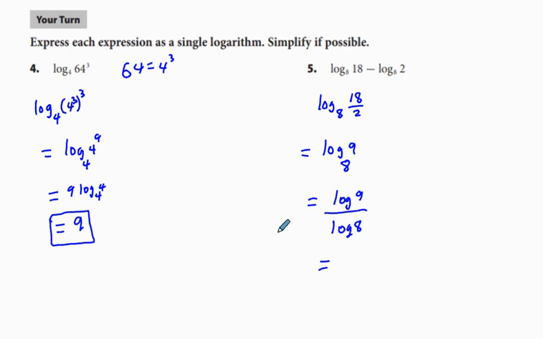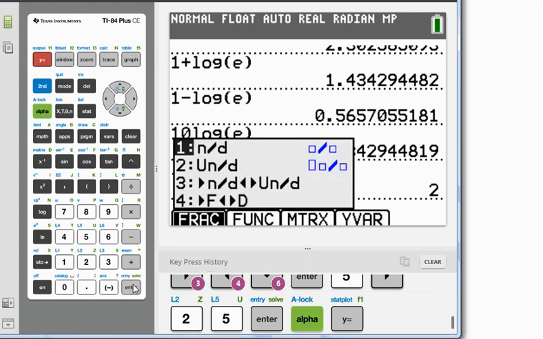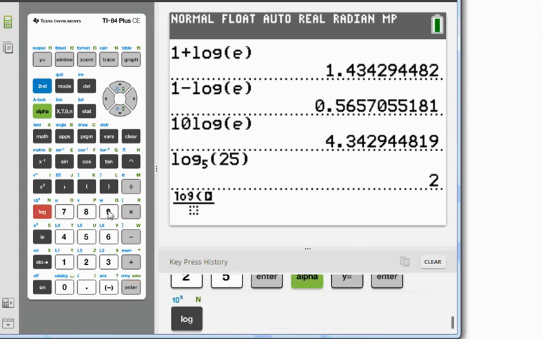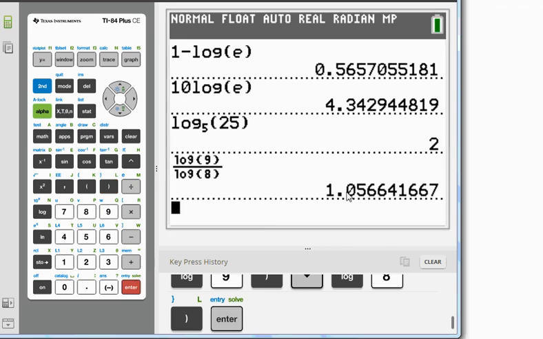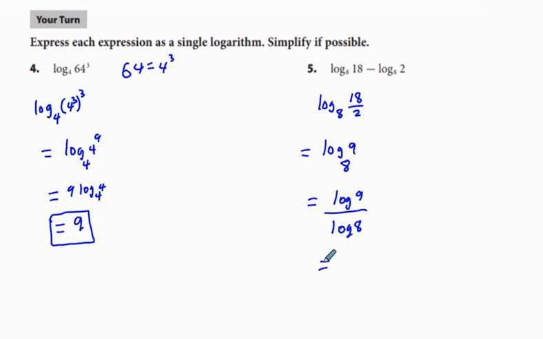And so we can go to our calculator. Log of 9 over log of 8. And we're going to get an irrational number out of this deal here. So 1.0566. So I'll put approximately 1.0566.